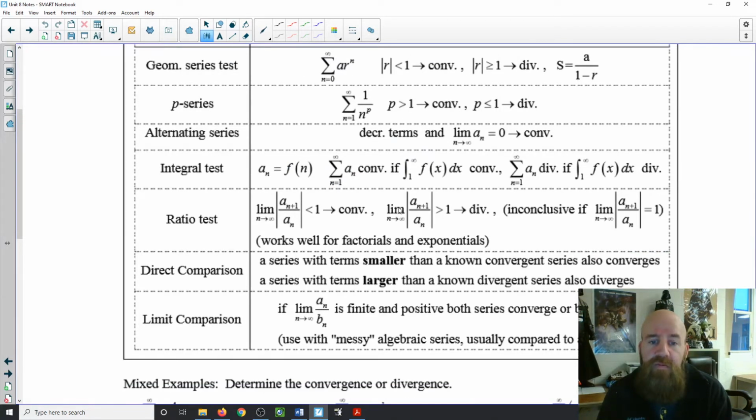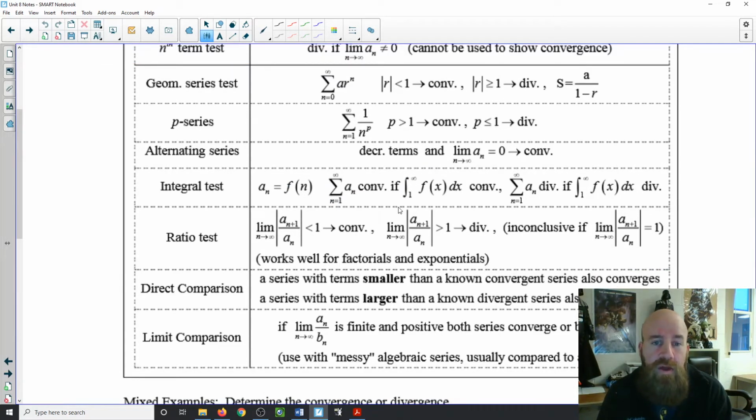It'll be extremely helpful for you to be able to look in one location to determine what test you're going to use. Because when you're asked to see if it converges or not, it's not going to tell you what test to use. You're going to have to figure that out on your own. So these are a couple examples of when you would want to use each one, and the general test itself and what you need to look for.